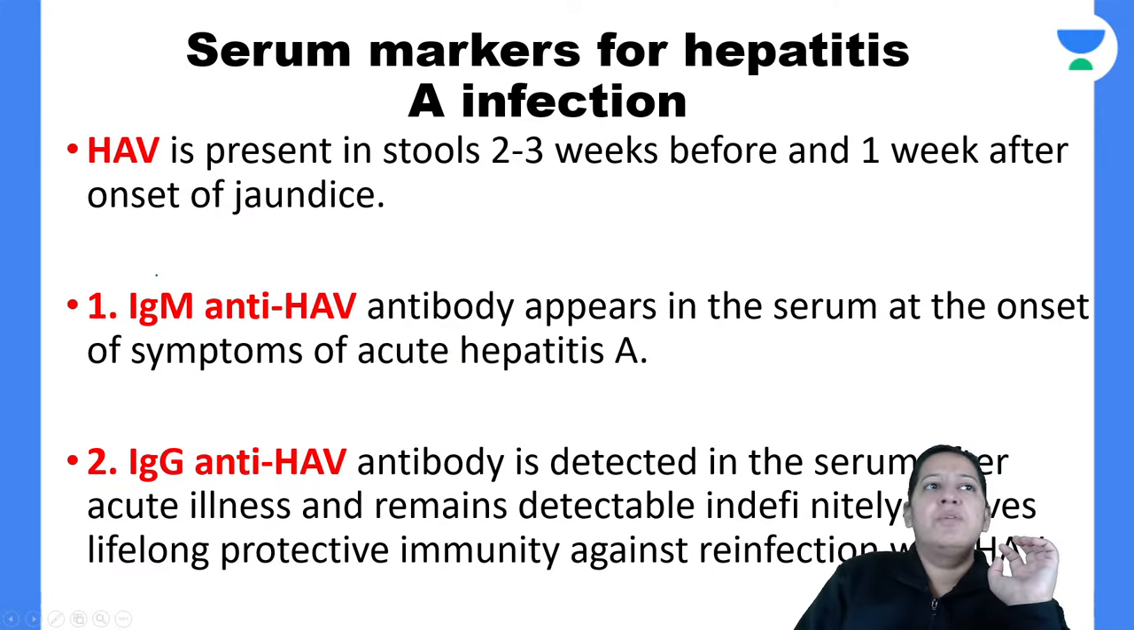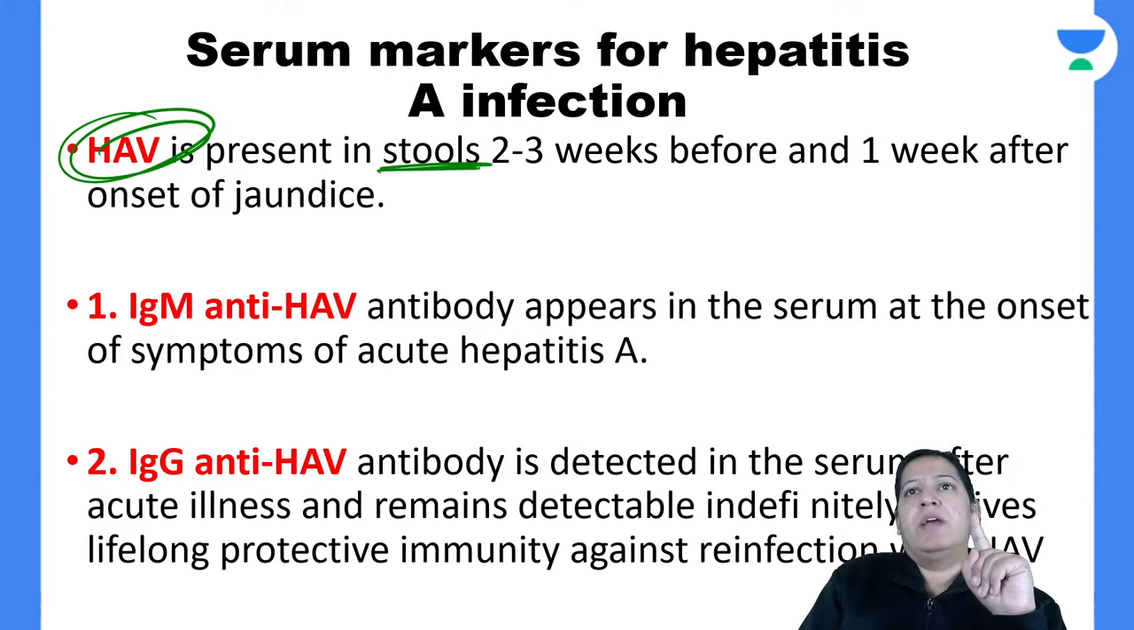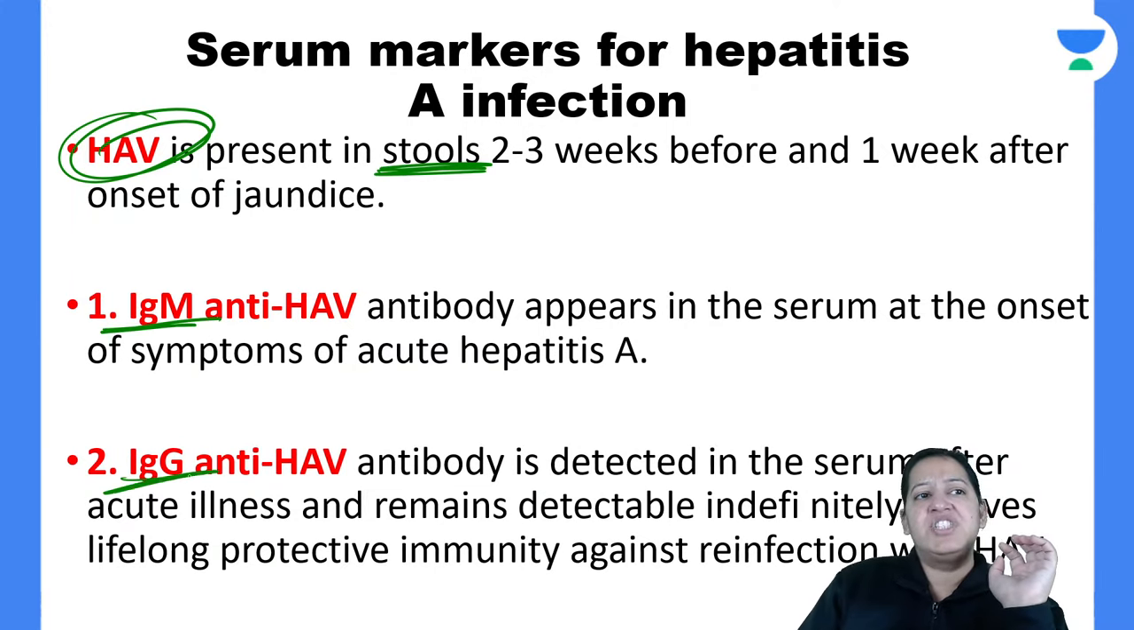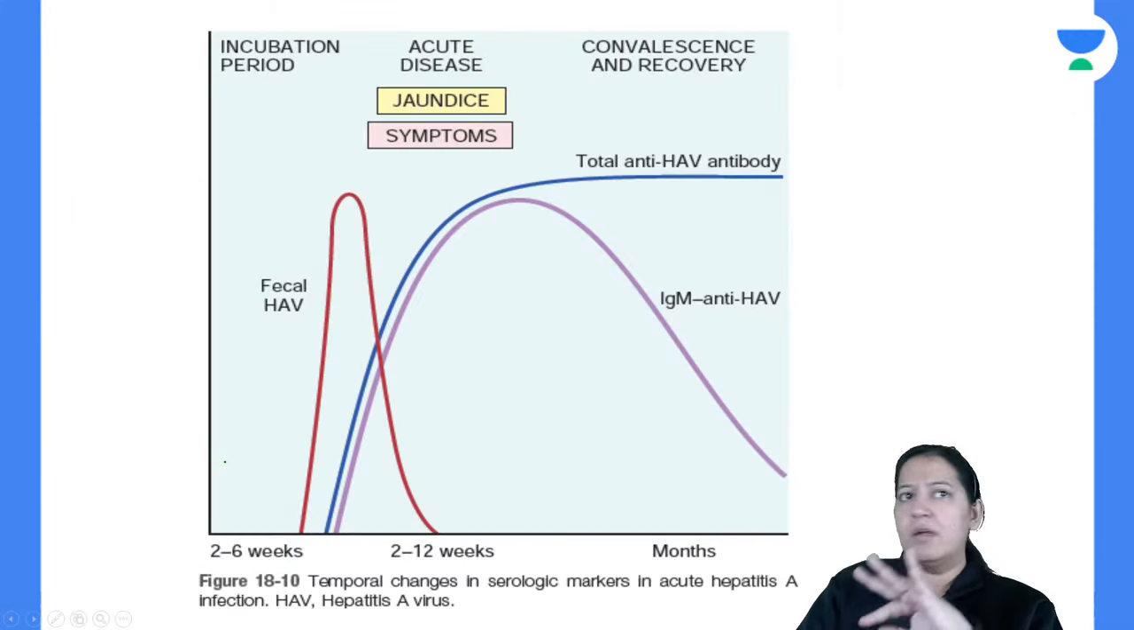You can search for the virus in the stool and in the blood. In the stool and in the blood, both, the virus is present. And antibodies, IgM and IgG, both of them are present only in blood, not in stool.